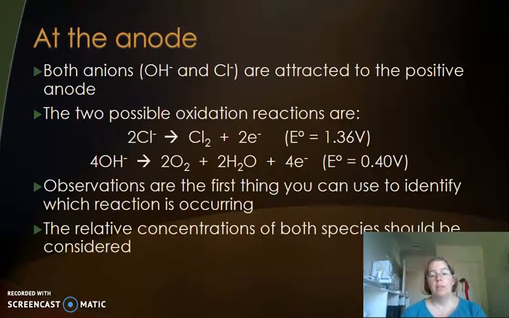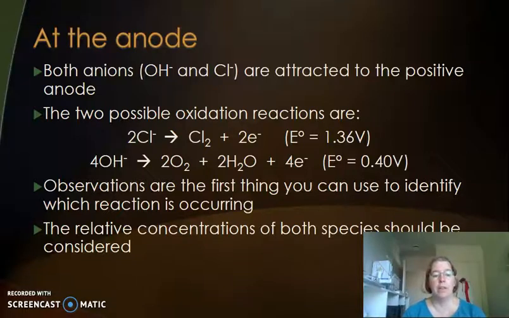The second thing you need to consider is the relative concentrations of both species. For example, if we have an aqueous solution of sodium chloride, particularly if it's a reasonably concentrated solution, then we're going to have a lot more chloride ions than hydroxide ions, around about 100,000 times more chloride ions than hydroxide ions. So when it comes to ions being attracted to that anode, there are going to be a lot more chloride ions there than there are hydroxide ions.